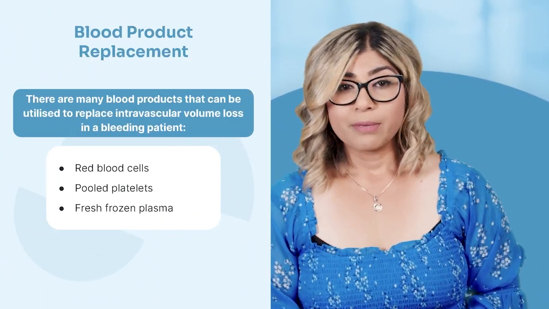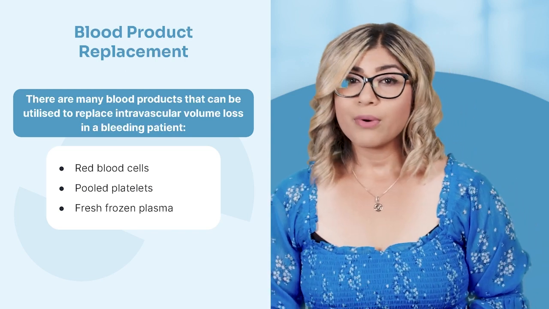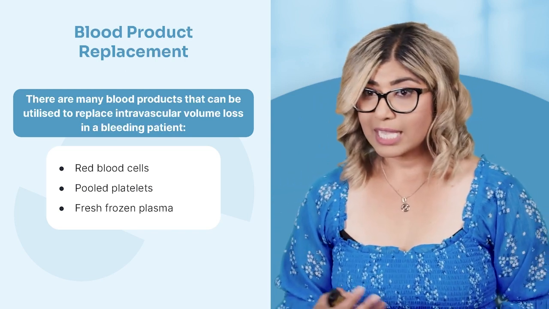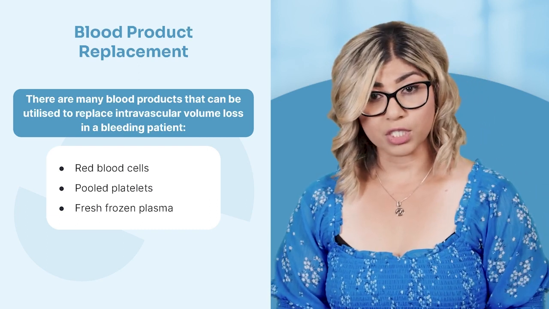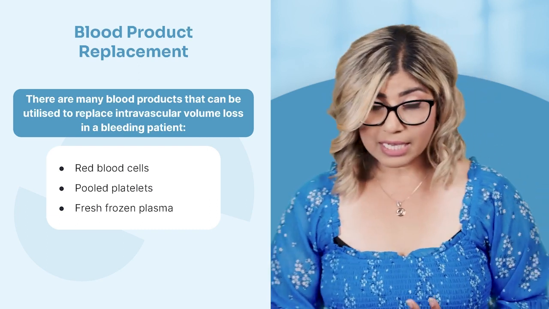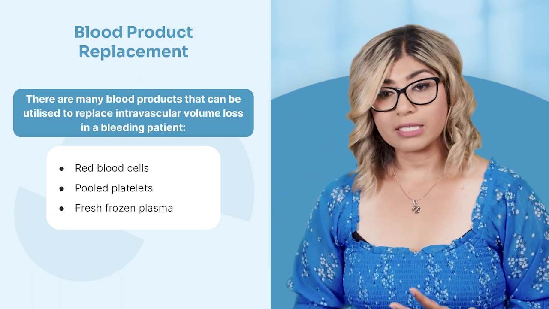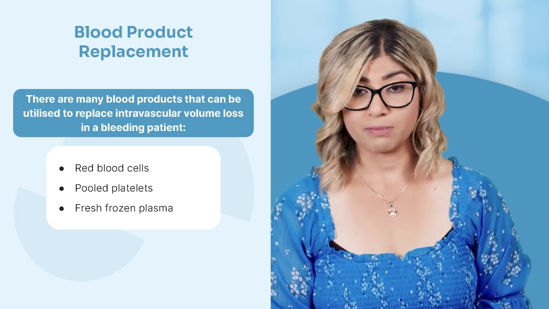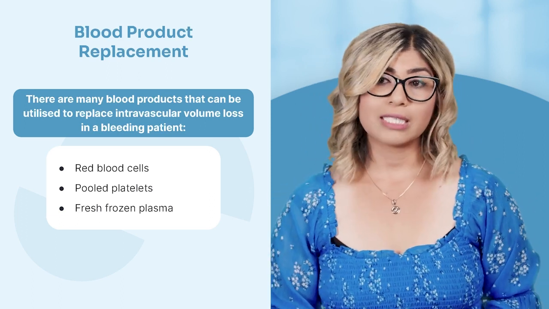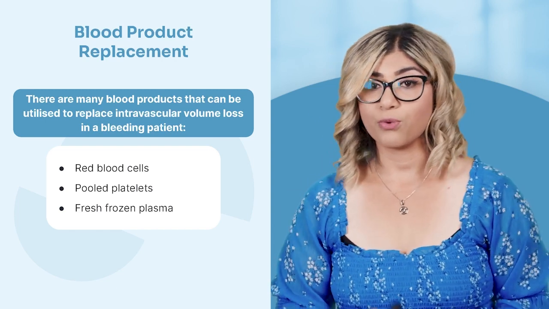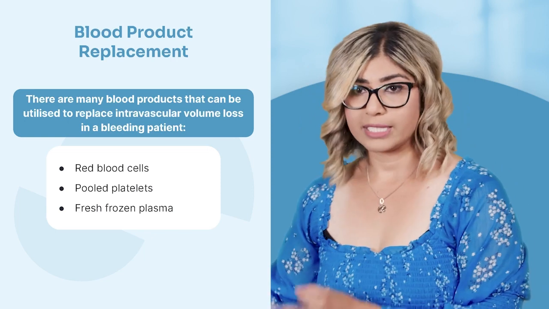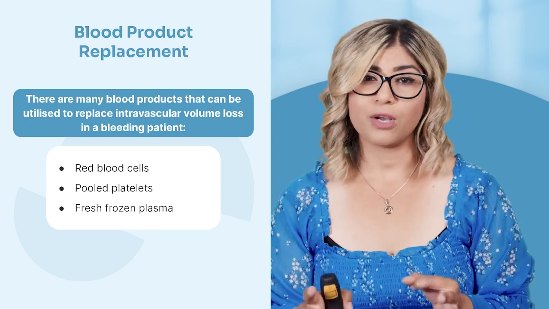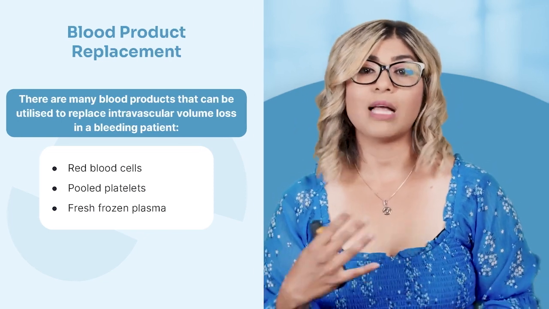Let's start with blood product replacement. There are many different blood products that can be utilized to replace intravascular volume loss in a bleeding patient. We can have red blood cells, we can have pooled platelets, and we can have fresh frozen plasma. Now, of course, if your patient is actively bleeding and you need to go through a massive transfusion protocol, there are a lot more products that can be given, but I'm just focusing on the three main things that can double up as fluid replacement as well.